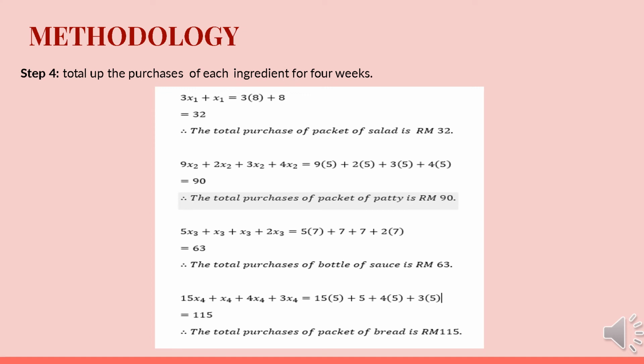For x4, which is the packet of bread, we've got 15x4 plus x4 plus 4x4 plus 3x4. We will get 15 times 5 plus 5 plus 4 times 5 plus 3 times 5. And we will get the total purchase of packet of bread is 115 ringgit.